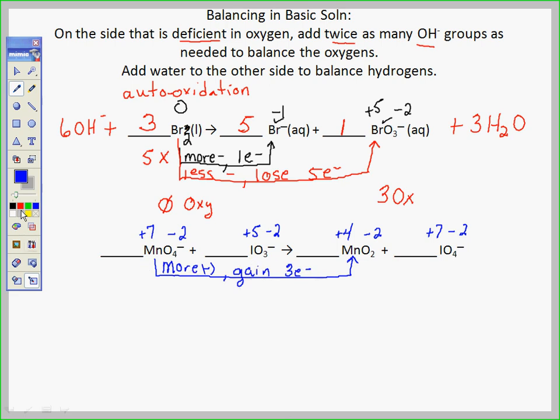And it's the iodine element in iodate that goes to periodate, and it's less negative, and it lost 2 electrons. Now the lowest whole number ratio between 3 and 2 is 6. So I have to multiply the manganese half by 3 and the iodine half by, I did that backwards, by 2, and this one by 3. So I'll have a 2 and a 3 and a 2 and a 3.